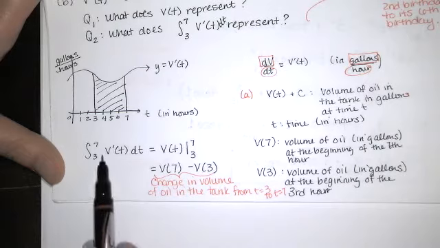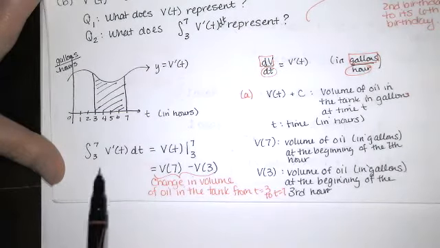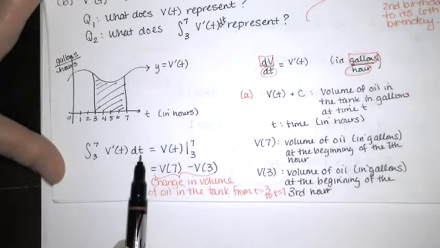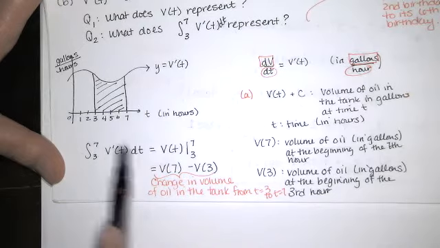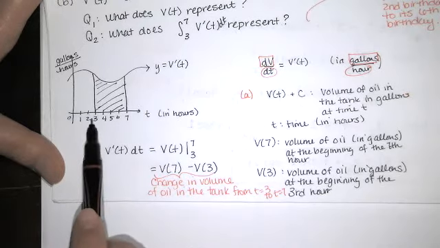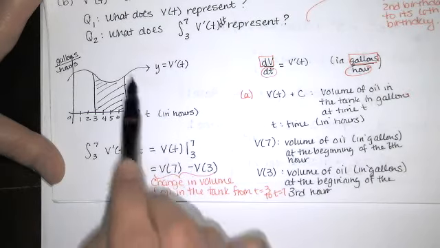Okay, so we've got this theorem now that allows us to interpret integrals differently, interpret them in applications. So it's not just area. It does represent area. It is this area under the curve between t equals 3 and t equals 7, where the curve is given by V prime.